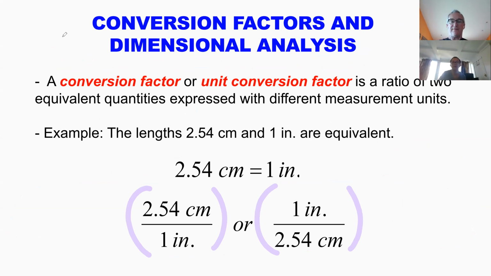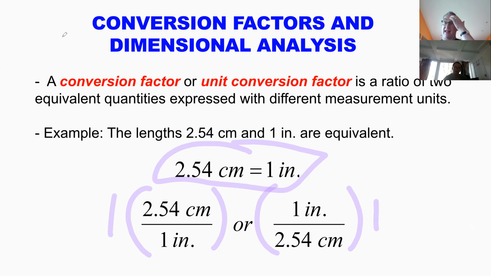So 2.54 centimeters has to equal 1 inch. Why? Because I'm multiplying by 1 here. I'm multiplying by 1 because when I'm changing the unit, that's all I want to do. I just want to change the unit. I don't want to change anything else.